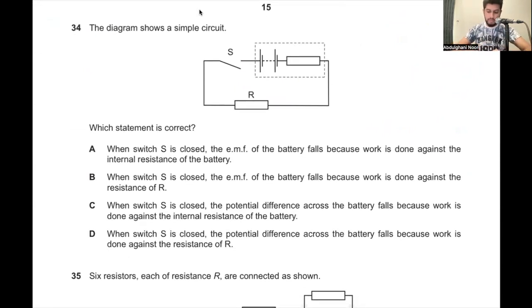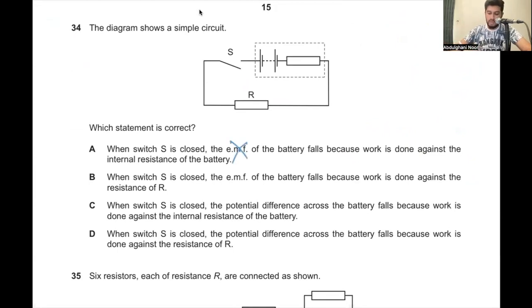The diagram shows a simple circuit. Which statement is correct? When switch S is closed, the EMF of the battery falls because work is done against the internal resistance of the battery. No, the EMF of a battery stays constant. Terminal potential difference कम हो जाता है, EMF change नहीं होता.